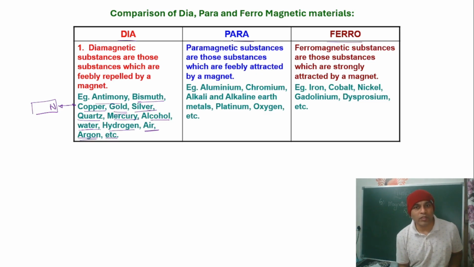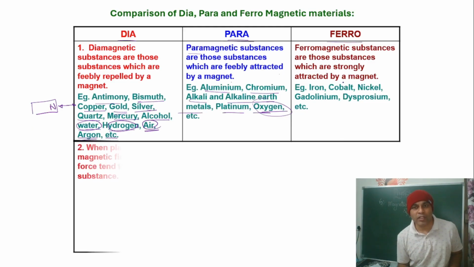Now, second is para. Paramagnetic substances are those substances which are feebly attracted by a magnet. Examples are aluminum, chromium, alkali and alkaline earth metals, platinum, oxygen. See here, water is repelling, air is repelling, hydrogen is repelling. But oxygen, which combines with hydrogen to form water, doesn't show paramagnetic behavior after becoming water. The actual behavior of oxygen is to be attracted towards the magnet.